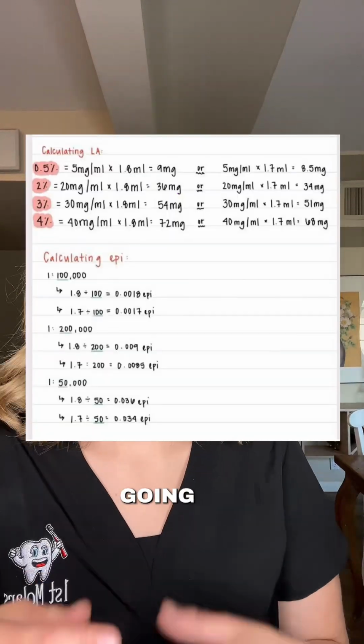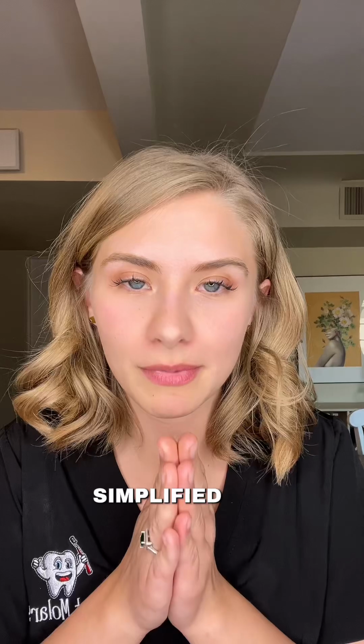So to start out, you're going to want to know the percentage of concentration. So it's like 1%, 2%, 3%, 4%. I'm gonna make this super simplified. 1% concentration is 17 milligrams, okay? Guess what 2% is? That is going to be 34.